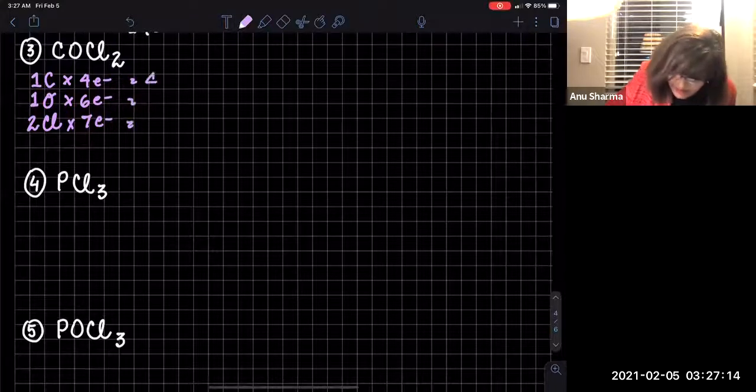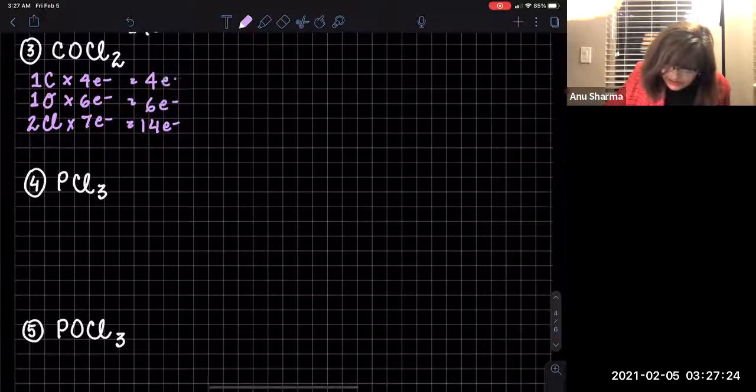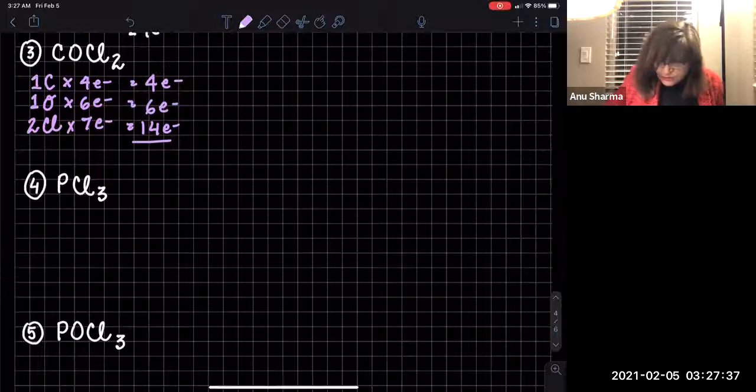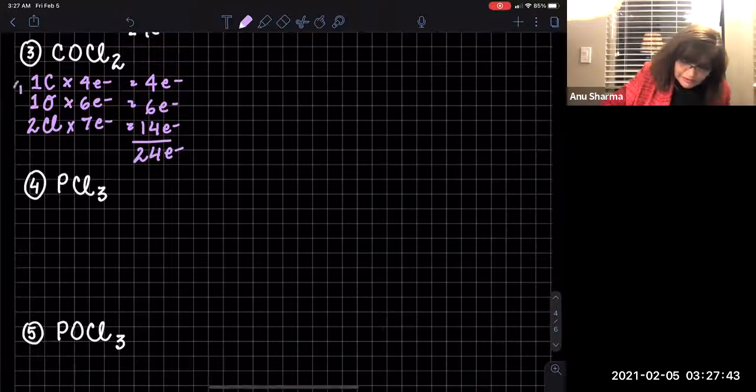So you have 4 plus 6 plus 7 twos are 14. So you have 14 electrons coming from chlorine, 6 electrons coming from oxygen, and 7 coming from one chlorine and 7 from another. So we add this up, you get 6 plus 4, 10 plus 14. So this is 24 electrons. Okay, so this is the total number of valence electrons.